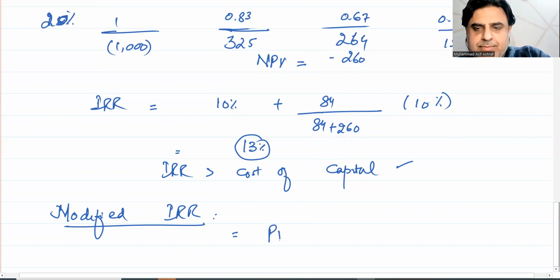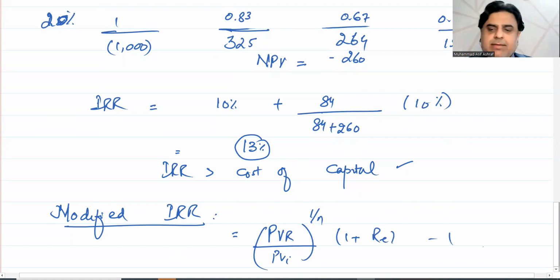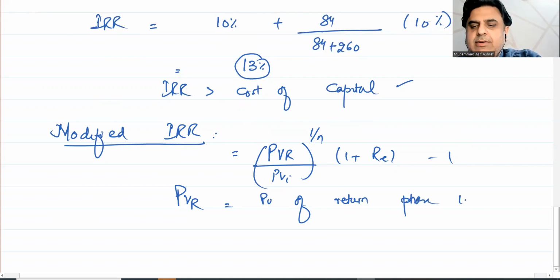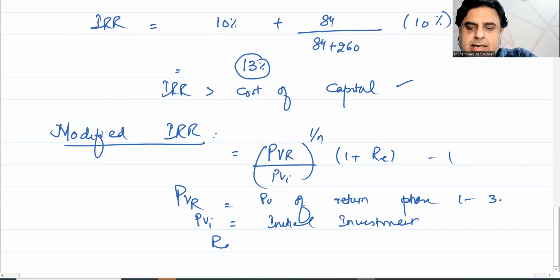in the exam: PVR divided by PVI, to the power 1 by n, into 1 plus RE, minus 1, where PVR is the present value of the return phase, means the present value of years 1 to 3 cash flows, and PVI is the present value of the investment phase, the initial investment. RE is the cost of capital.